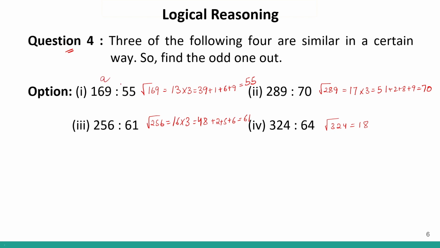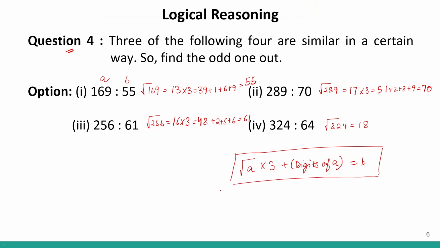Basically, if this is A and this is B, I am doing under root of A, I am multiplying it by 3 and then I am adding the digits of A to get B. This is the logic that I have used in 1, 2 and 3. So I have found the square root of A, multiplied it by 3, and then added the digits of A, and that gave me B.